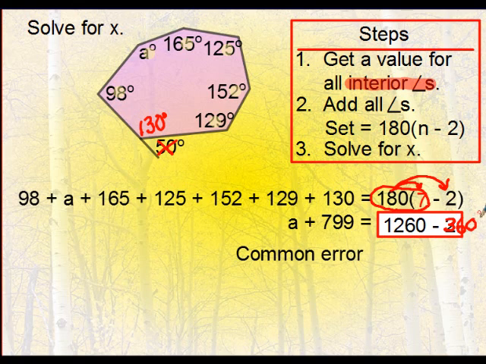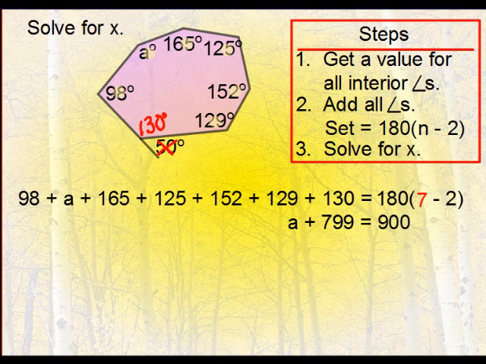However, that's really unnecessary. If you instead simply work inside here, 7 take away 2 is 5, and then multiply by 180, that would be enough to give us our answer as well, which is 900. Okay, let's finish this up. Just minus 799, and we get our answer, and that's it.